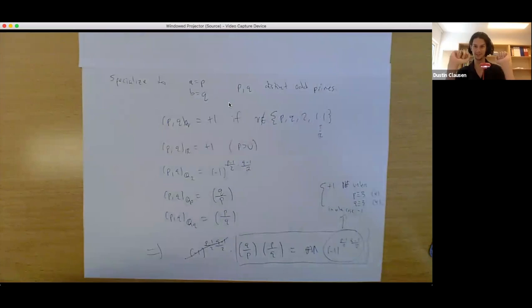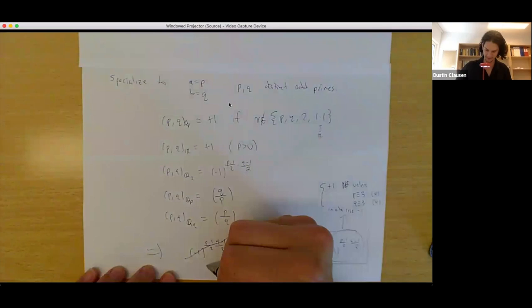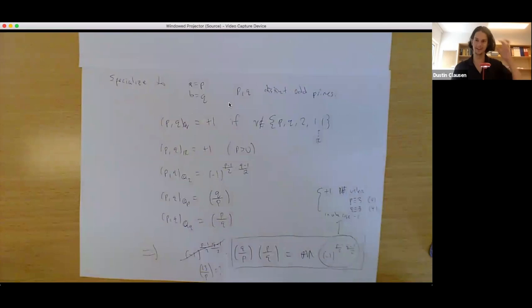And in the problem sets, the first problem will be about using this to extract concrete criteria, for example, for when 13 is a square modulo an odd prime, which is kind of fun elementary number theory to work out from quadratic reciprocity if you've never thought about that before.